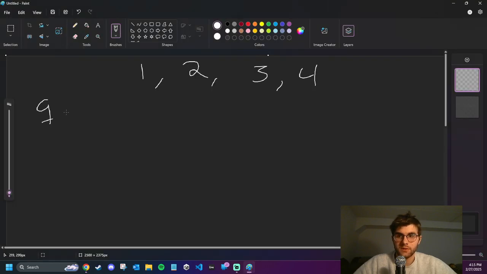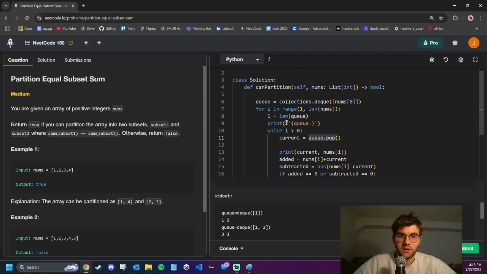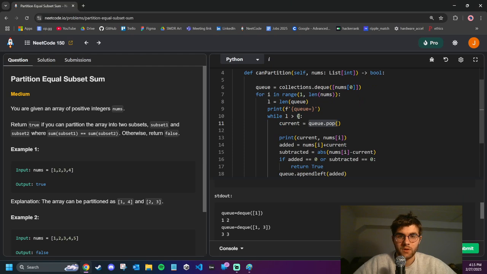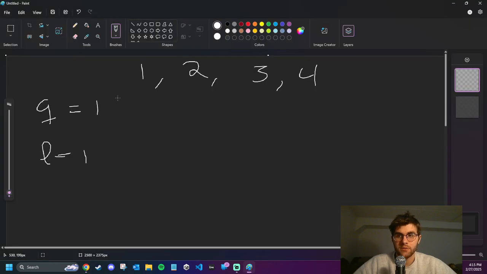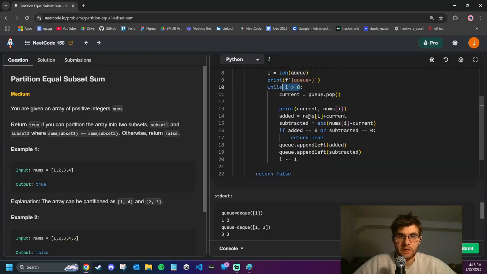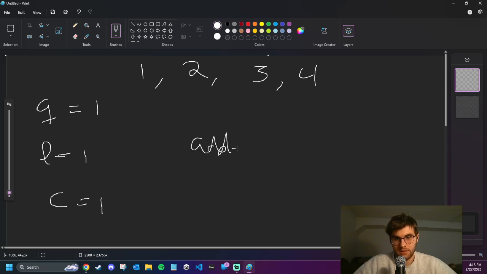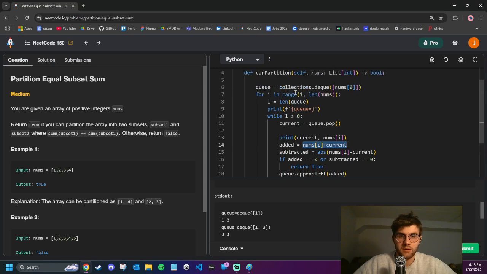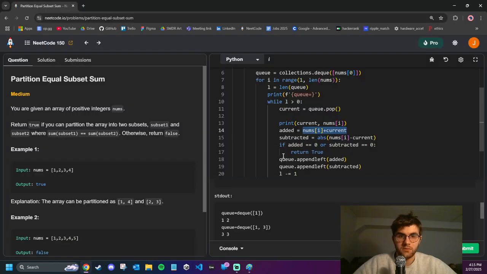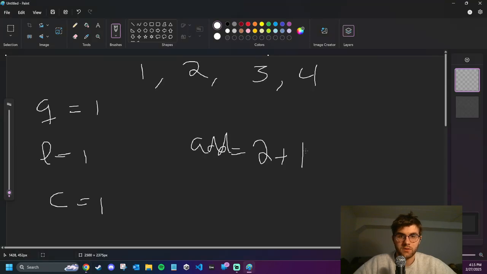So our Q starts with 1. And then we'll say L equals 1. While L is greater than 0, current equals 1. Added equals nums of I, and I is 1. So 2 plus 1, 3. That seems right. So if we add them together, that means we need a 3.